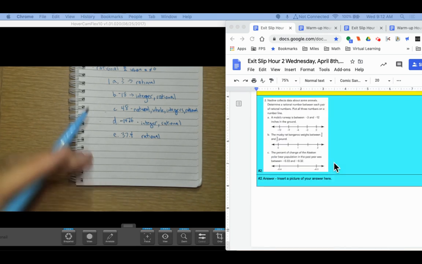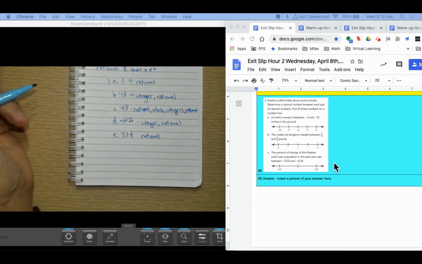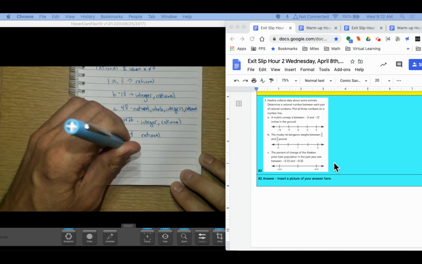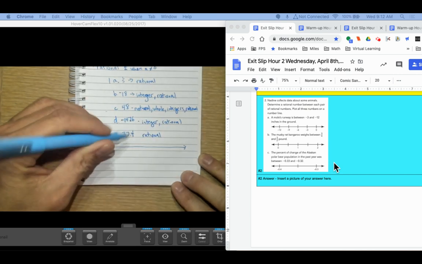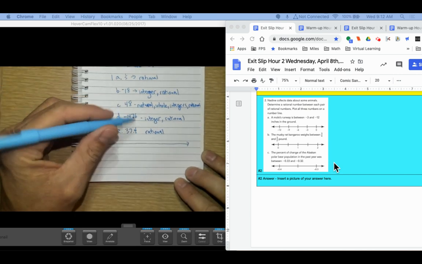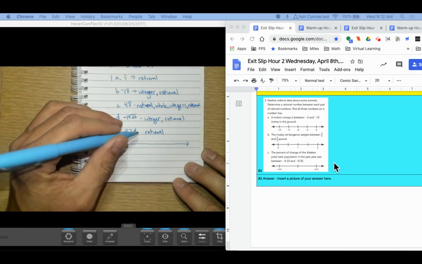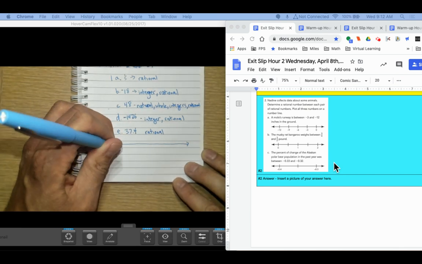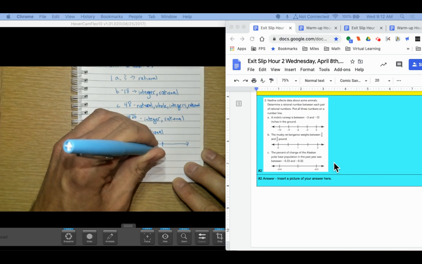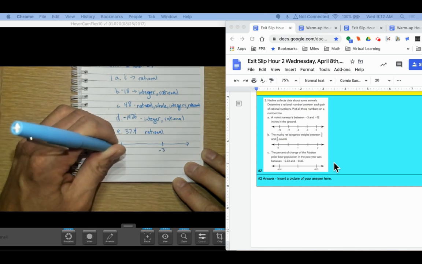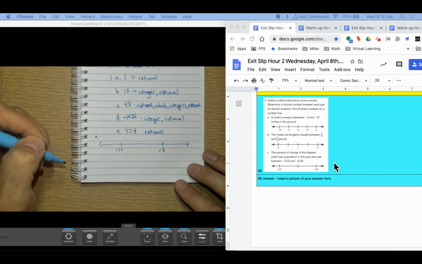Okay, then Dean collects data about some animals. Determine a rational number between each pair of rational numbers. Plot all 3 numbers on a number line. Okay, so if I'm looking at this one right here, my first one is a mole's runway is between -3 and -12 inches in the ground.